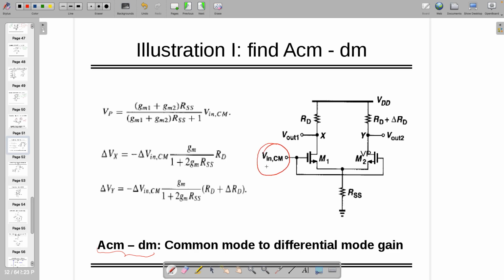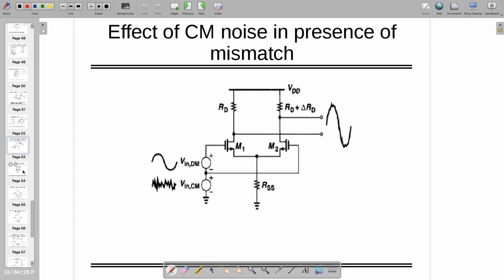Here the input is common mode, however the output is not common mode or shorted, they are taking a subtraction. Subtraction is nothing but the difference, or differential mode. So common mode to differential mode gain is known by a different name. That is already given in the book, so I'm not going into that.